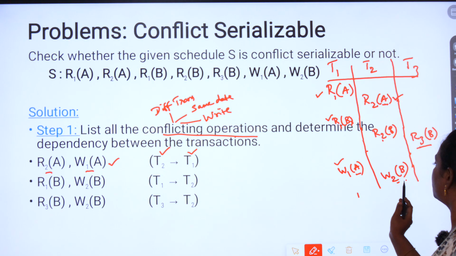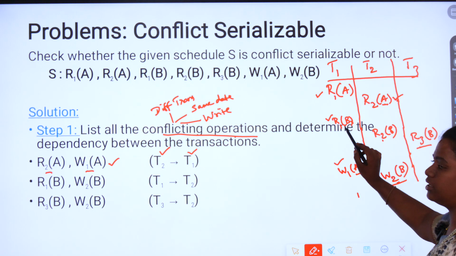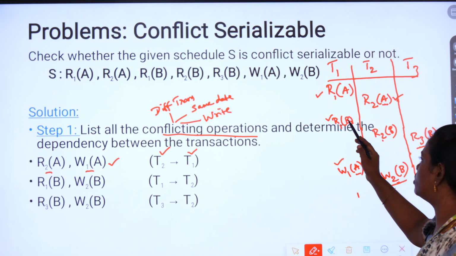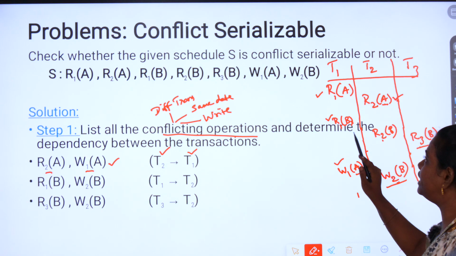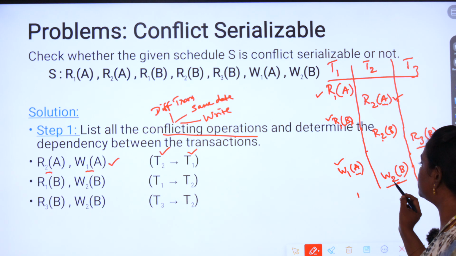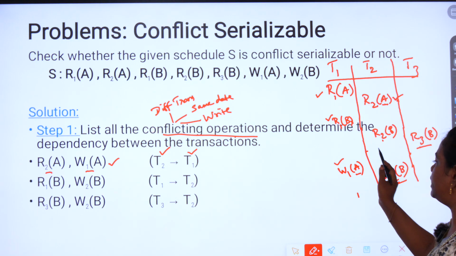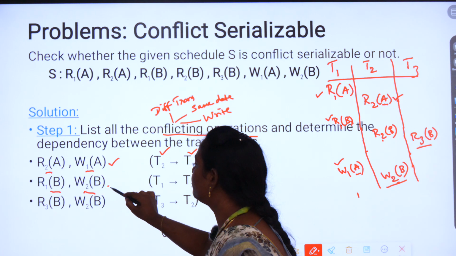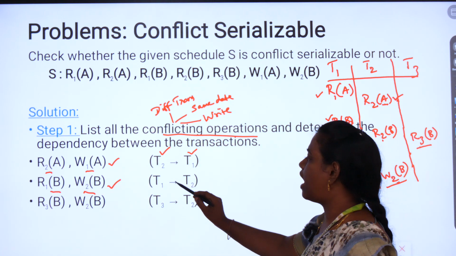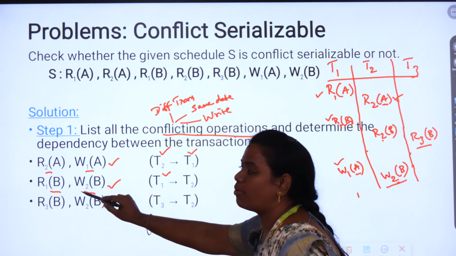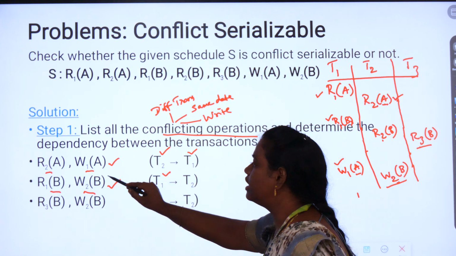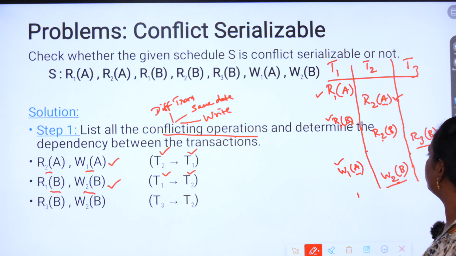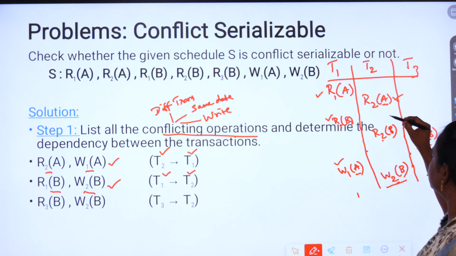I am going to compare with W2 of B. Here W2 of B will be a conflicting operation because it is performed on the same data in a different transaction. Here there is a read operation, here there is a write operation. So definitely there is a conflict. So R1 of B and W2 of B, there is a conflict. That implies after executing the particular operation in transaction 1, only then will W2 of B in transaction 2 be executed. Okay, next I am going to check the next operation in transaction 2.